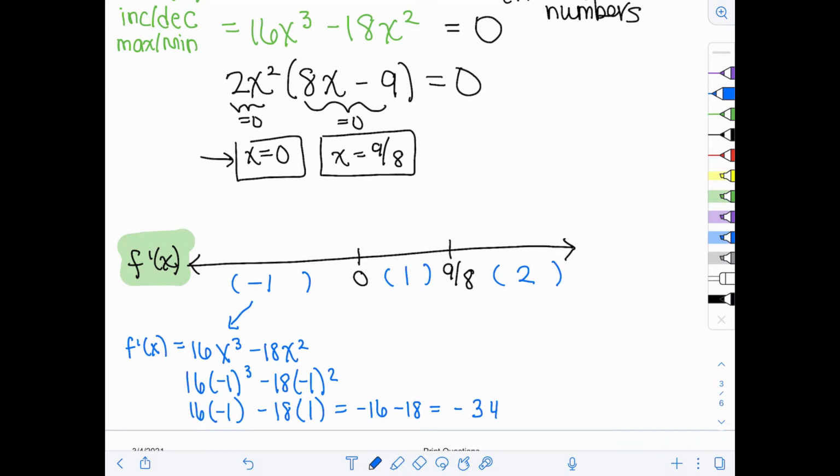The 34 part really doesn't matter. What we're trying to figure out is whether it's going to be positive or negative. We found out that in this interval, the derivative is going to be negative. So I'm going to draw a negative right here.